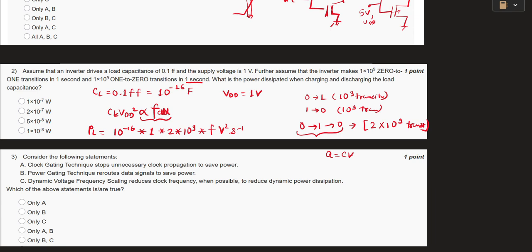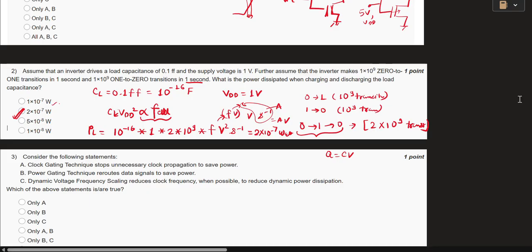Now if you see, Q is equal to CV, right? The charge stored in a capacitor is capacitance times voltage. So this farad into voltage will become coulomb, and there is another voltage here, and there is per second also. So coulomb per second will become ampere, and ampere into volt will become watt, which is the unit of power. So this will become 2 into 10 to the power minus 7 watts. So this will be the correct answer, 2 into 10 to the power minus 7 watt.